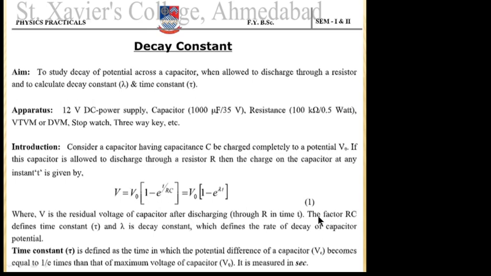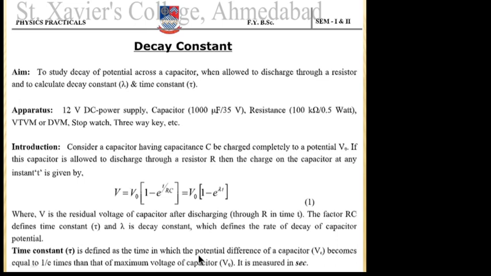The factor RC defines the time constant tau, and lambda is the decay constant, as I already discussed in the beginning. What is the time constant? It is defined as the time in which the potential difference of a capacitor becomes equal to 1 by e times that of the maximum voltage of the capacitor, that is V0. V0 is the capacitor stored value when it has not started to discharge, that is t equal to 0 seconds.